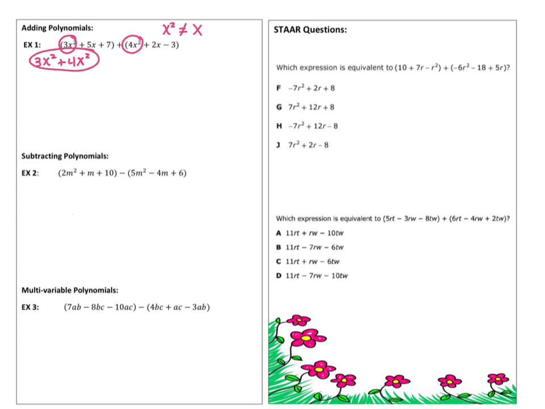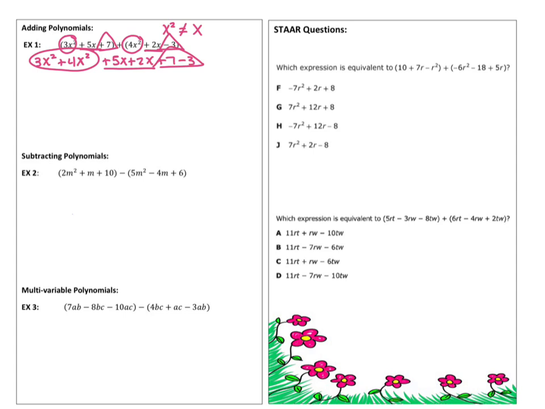Now I need to look at my x's. I have 5x and I have 2x, plus 5x plus 2x. And then I have a 7, I'm going to triangle that. I have a 7 and a negative 3, so plus 7 minus 3. And now all I have to do is combine those terms.